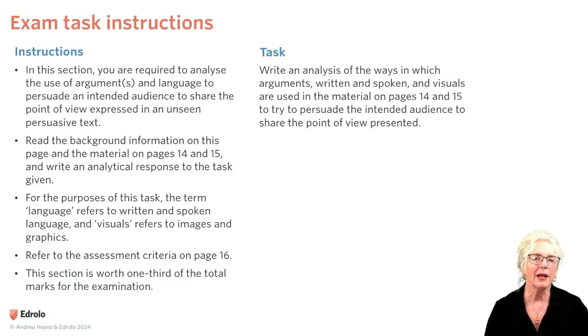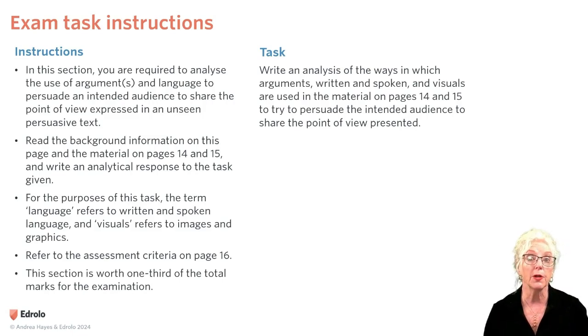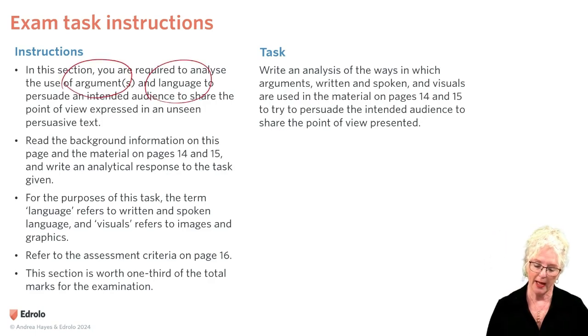Your exam task instructions, and this is taken from the 2023 sample exam. In this section, you are required to analyse the use of arguments and language to persuade an intended audience to share the point of view expressed in an unseen persuasive text.